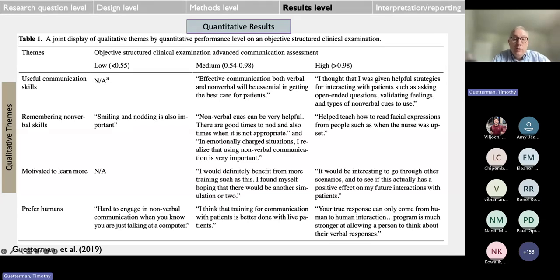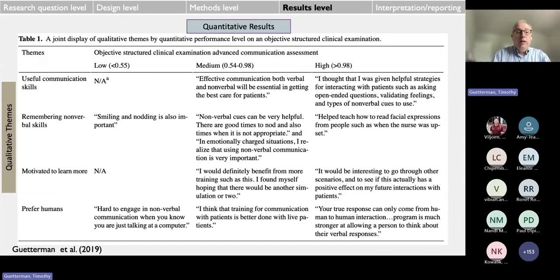But within the intervention group, there was clearly a distribution. So we had low performers, middle performers, and high performers. So we related that to these themes that you see. Again, we have the quantitative as these columns, and we have our qualitative themes here as rows. And this is just an abbreviation of what the actual theme is. The paper has more detail.